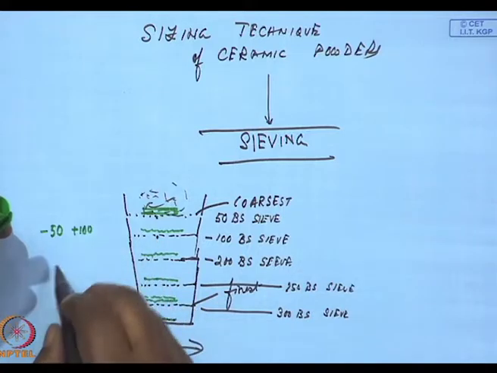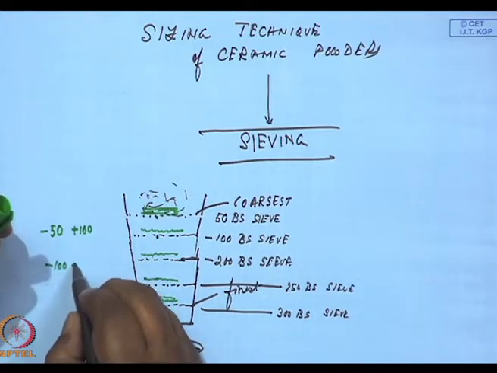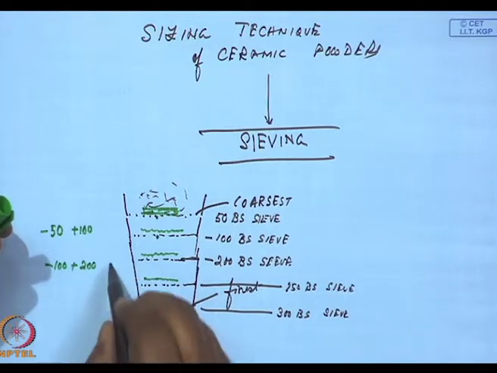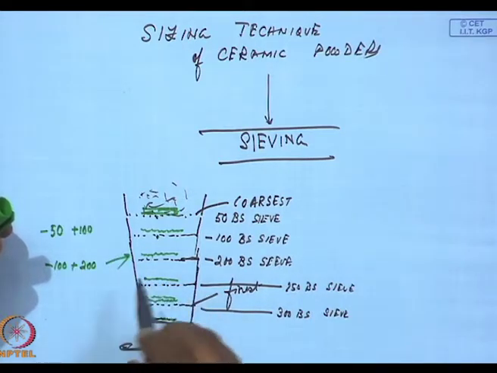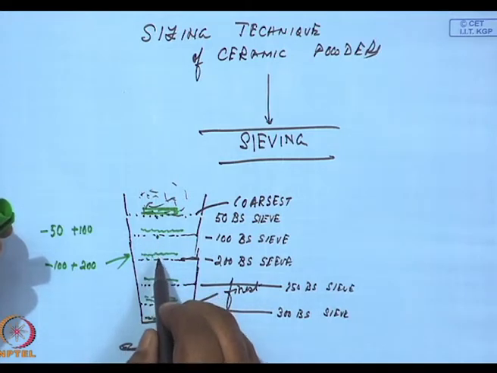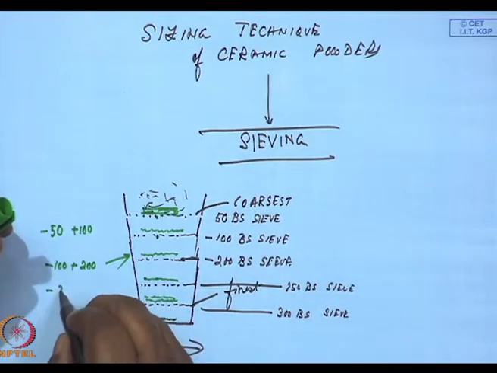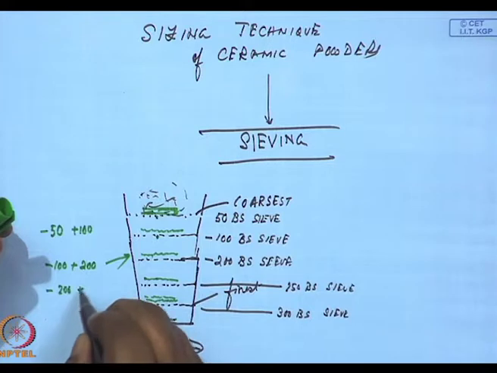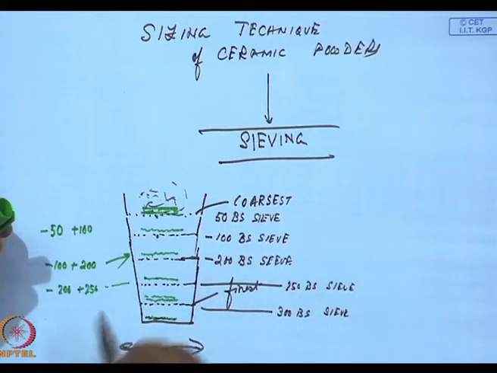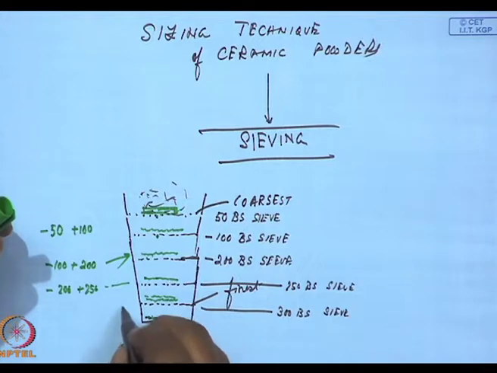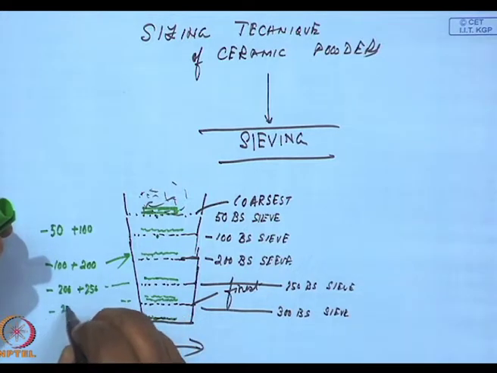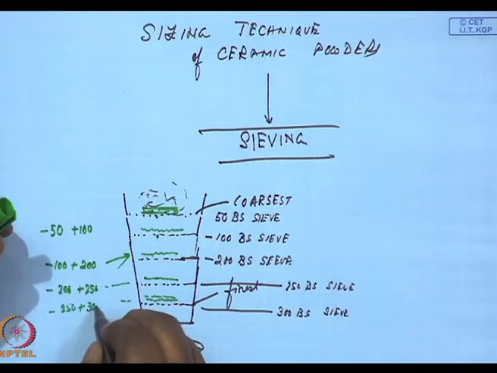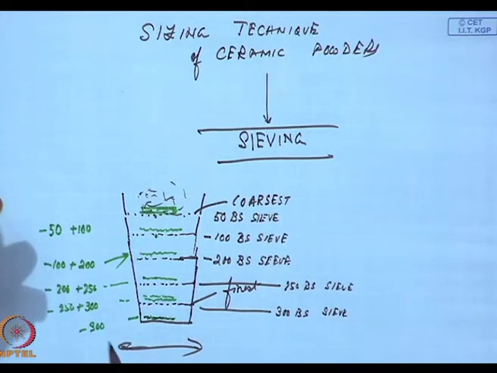This powder will be minus 100 plus 200, because it passed through 100 but could not pass through 200. This one would be minus 200 plus 250. This one would be minus 250 plus 300. And this one would be minus 300.